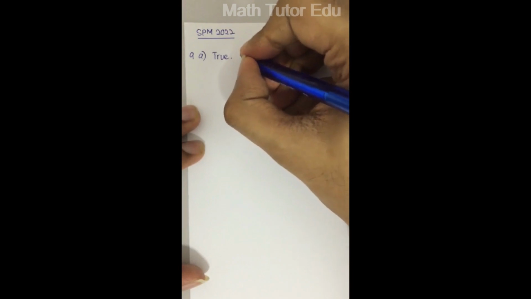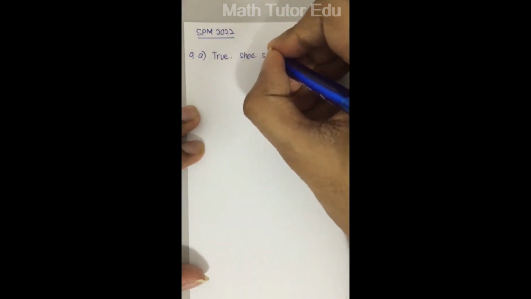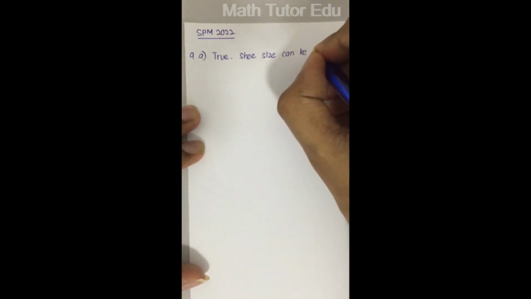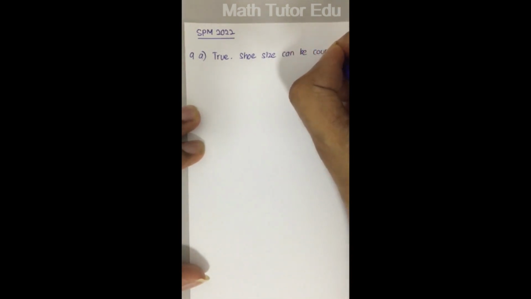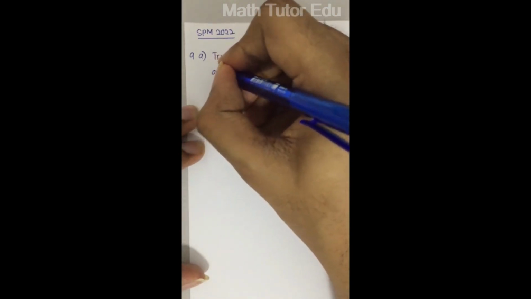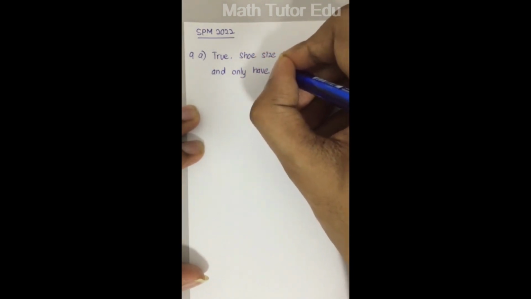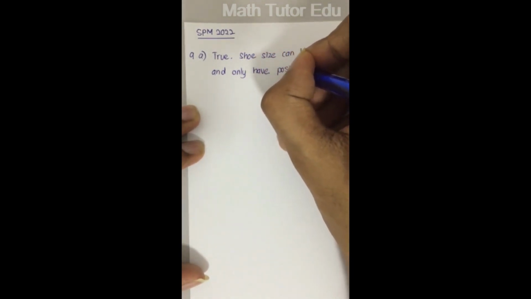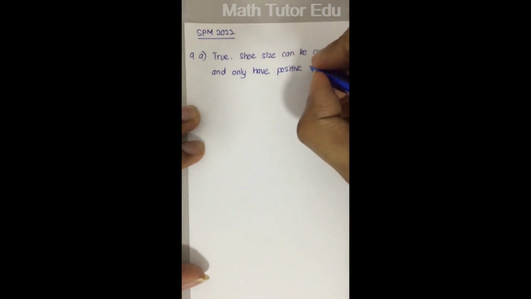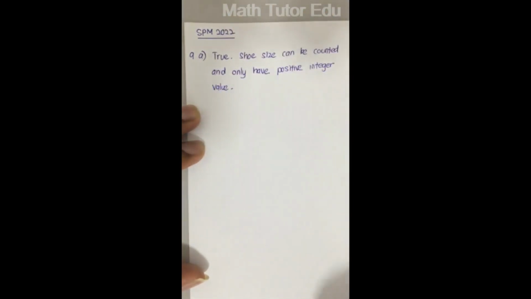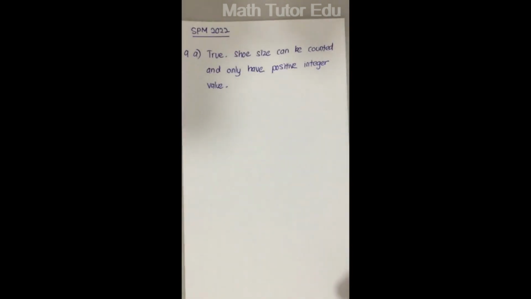Okay, the explanation is: shoe size can be counted and only have positive integer value. Okay, so it is a very short explanation for the question 9 part A. Okay, so we are done with the part A.